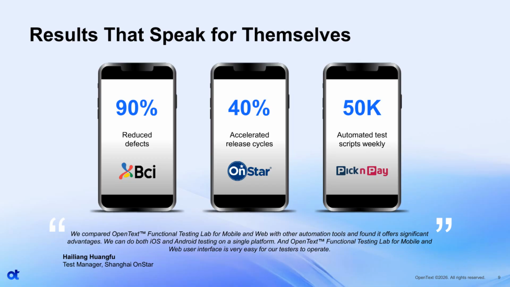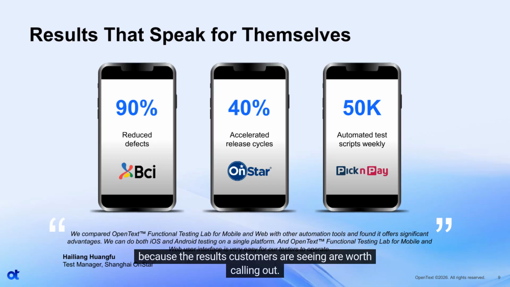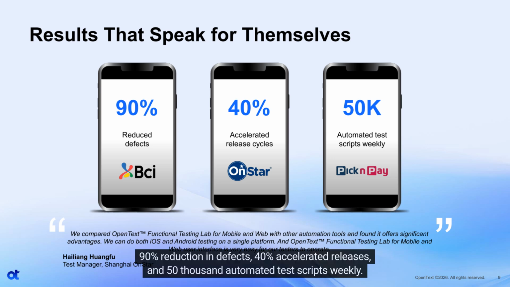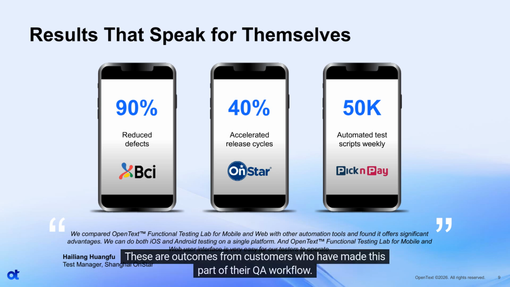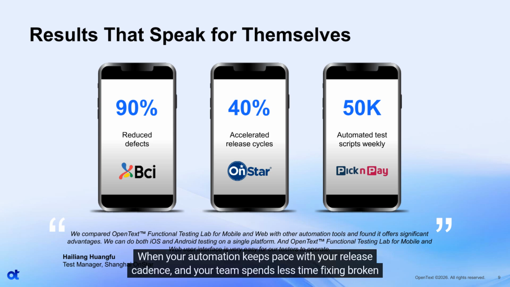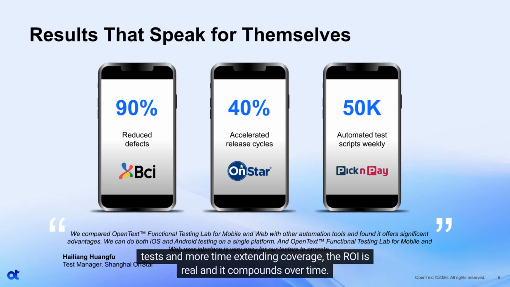Let's talk numbers, because the results customers are seeing are worth calling out. 90% reduction in defects, 40% accelerated releases, and 50,000 automated test scripts weekly. These aren't projections. These are outcomes from customers who have made this part of their QA workflow. When your automation keeps pace with your release cadence, and your team spends less time fixing broken tests and more time extending coverage, the ROI is real and it compounds over time.